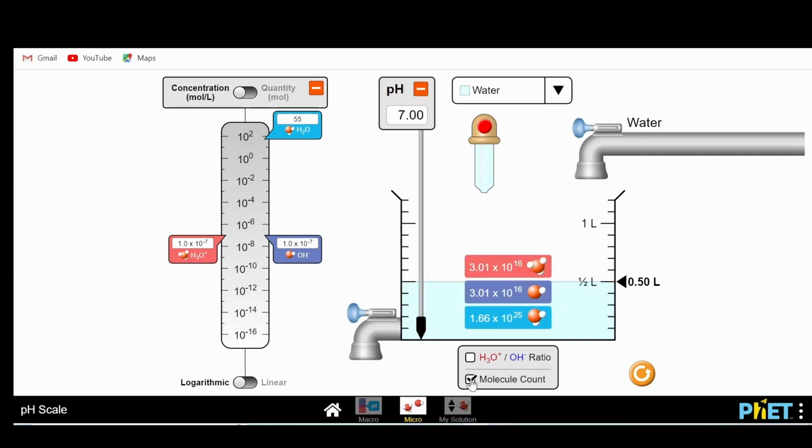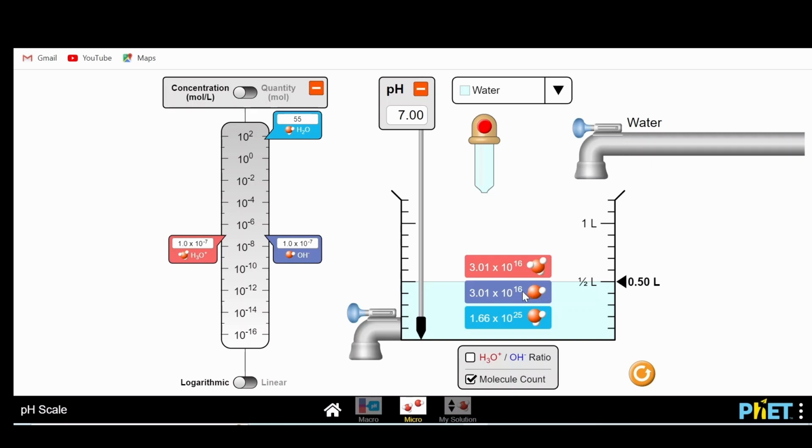Back to the micro simulation. So here you can see that once again with water, for example, the pH value is equal to 7. Once again, this is because the number of the hydronium H3O+ ions is equal to the number of the hydroxyl OH- ions in the solution, as you can see with this molecule count. The number of the hydronium molecules is equal to the number of the hydroxyl molecules, both being equal to 3.01 times 10 to the power of 16.